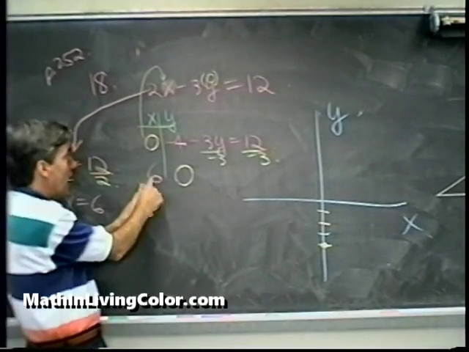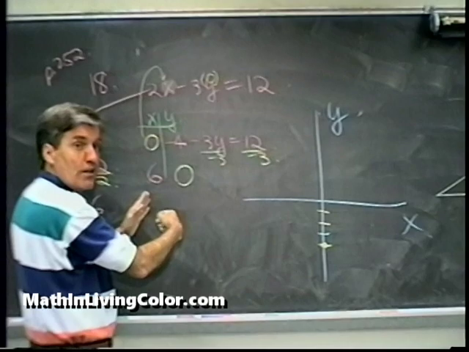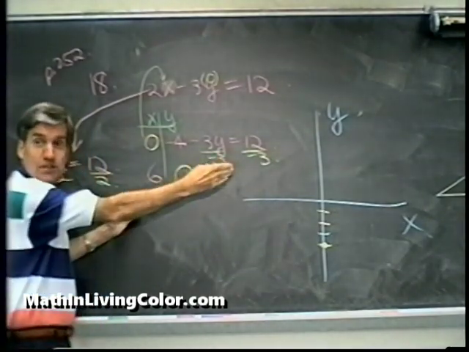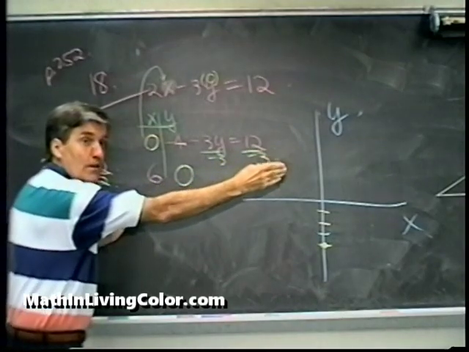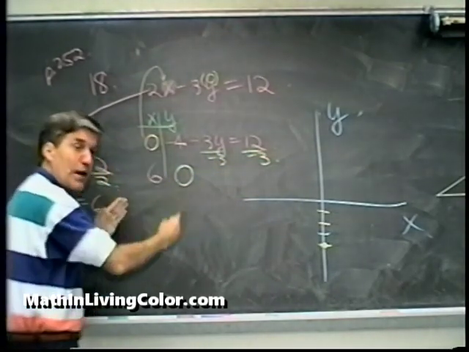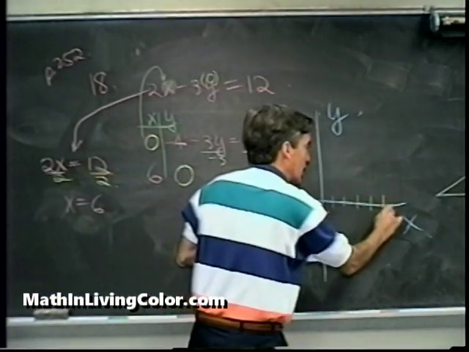X. See, 6 is x. Which way do we go with x? To the right or to the left? How do we know which way? It's positive, so we go to the right. Depends on the sign. If it's negative, we go to the left. If it's positive, we go to the right. So we go over 6. 1, 2, 3, 4, 5, 6.